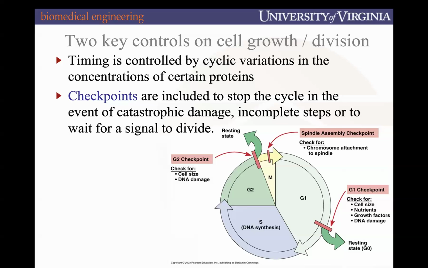There's going to be a checkpoint at G2 right before mitosis, right before the M phase. And so that's going to look for, again, assessing cell size to make sure it's prepared to undergo cytokinesis, and that it's also going to check for DNA damage to ensure that there are no double-stranded breaks that are going to create any room for mutations that might be perpetuated during mitosis.